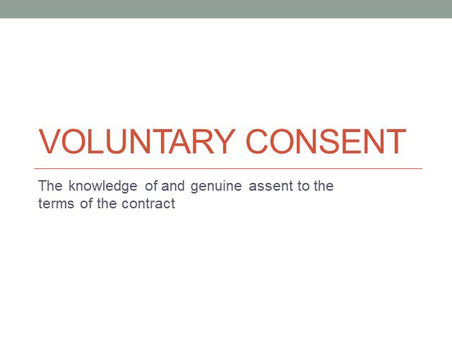So we're going to begin with voluntary consent. What is it? The knowledge of and genuine assent to the terms of a contract. So let's say I make a deal with you to sell my property in Florida for $10,000, and you agree. All the requirements are met. There's an agreement. There's an offer and acceptance.